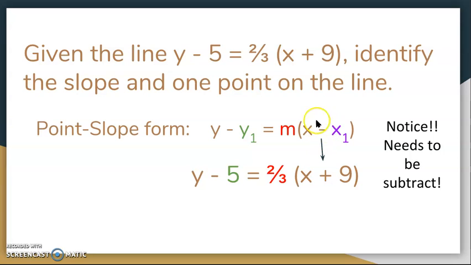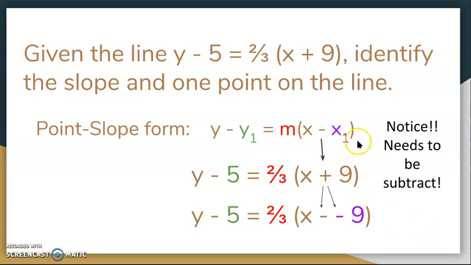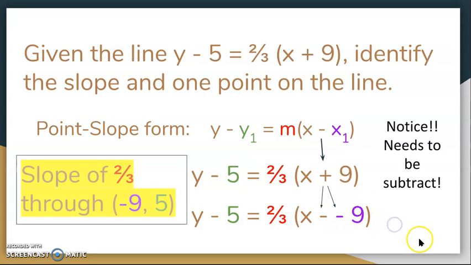Notice that this subtraction is not in this equation. It's an addition. I need it to be a subtraction. So how do I make that a subtraction? Well, of course, we know minus negative is equal to an addition. So now we can see that x1 is actually -9. So we are looking at a slope of 2/3 through the point (-9, 5).